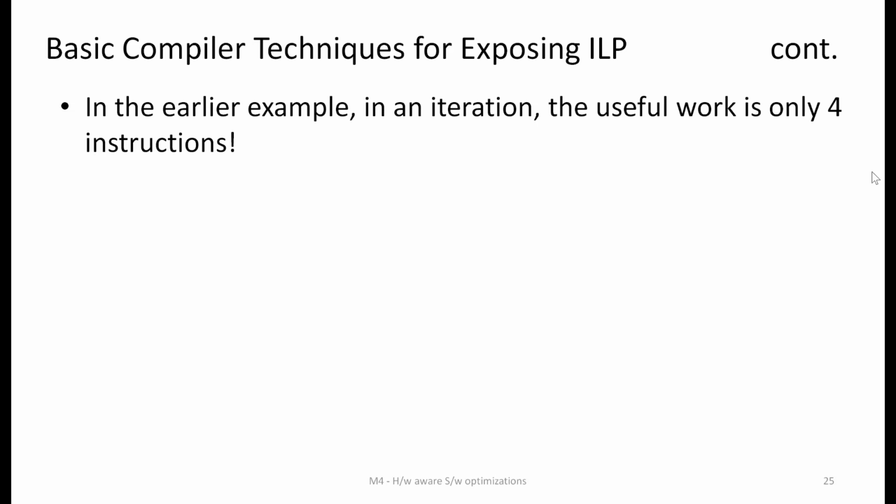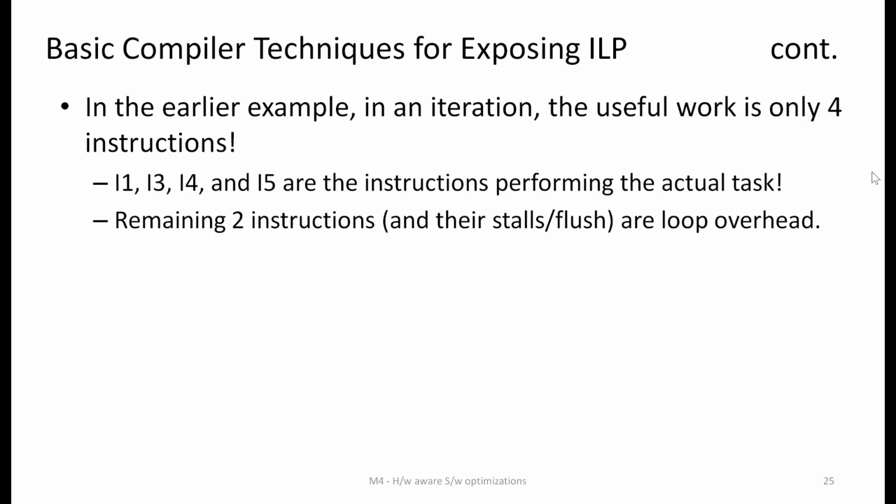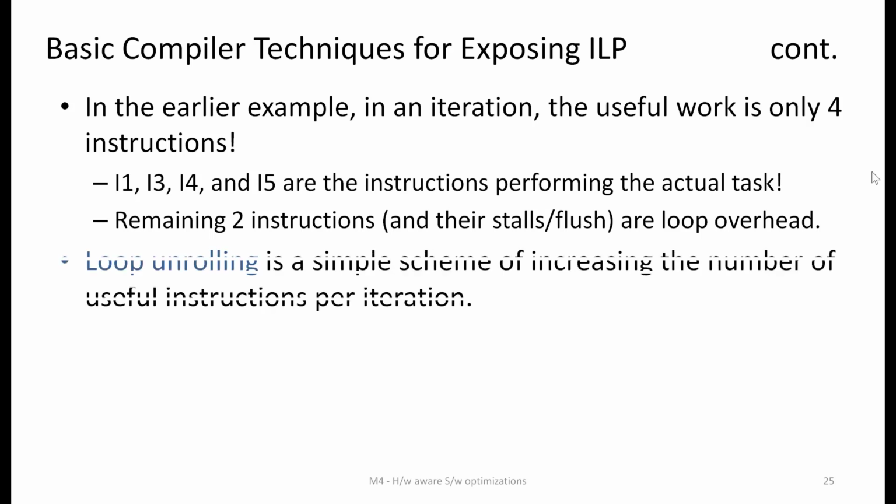Continuing the discussion, in the earlier example, in an iteration, the actual work was done by only 4 instructions. We had 6 instructions in the loop. Only 4 of them were doing what we actually wanted. We wanted to load that array element, add it, store it back, and move the address to the next element so that in the next iteration we can load it. So the other 2 instructions were introduced to realize the loop. Which were the loop iterator, the increment or decrement, and the actual branch instruction. And because of these instructions which are not directly useful to us, there can be some stalls or we might need to flush the pipeline. So this is called loop overhead.